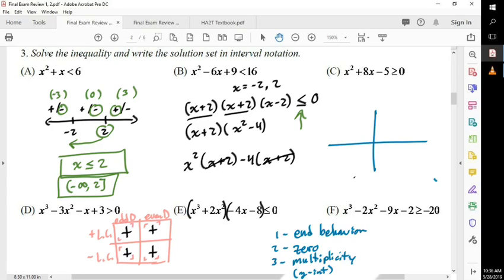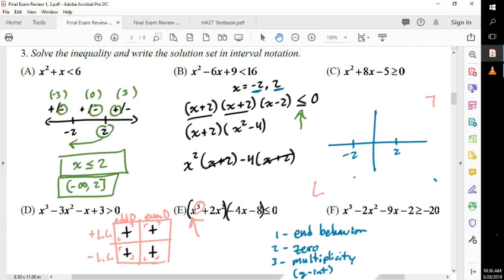Okay. Now this is an odd degree and a positive leading coefficient. So that means our end behavior is going to be down, up. Is everybody with me? Okay. Now I need to graph all my x-intercepts, negative 2 and 2, and then I just have to graph it.